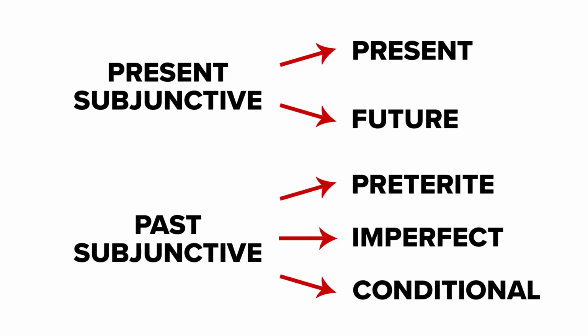The present subjunctive covers 2 tenses, the present and the future. The past subjunctive covers 3 tenses: the preterite, the imperfect, and the conditional. I learned pretty early on that the present subjunctive worked for the present and the future, but nobody ever told me that the past subjunctive covers the conditional too. Nobody! When I finally realized it 15 years into learning Spanish, I was floored and excited.